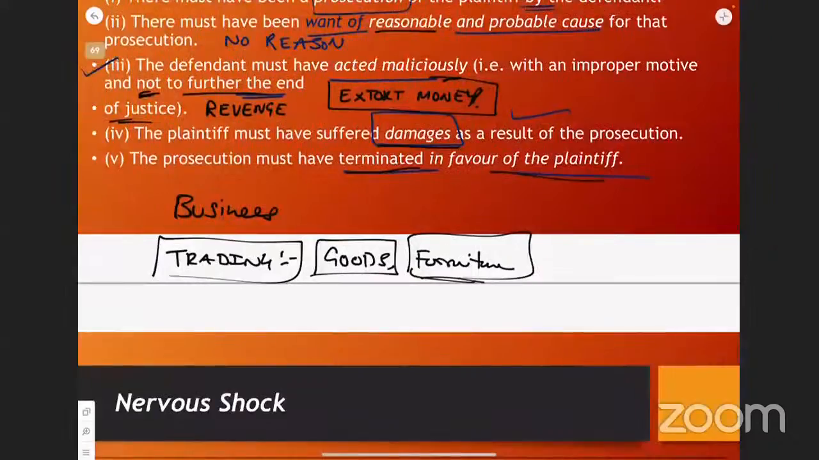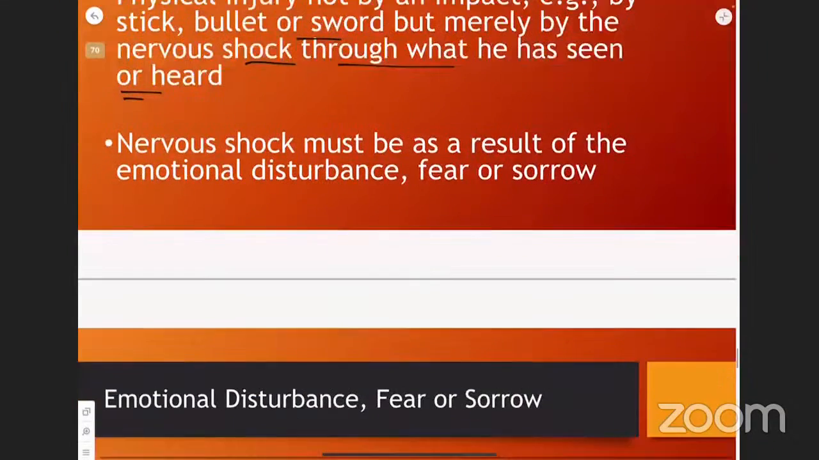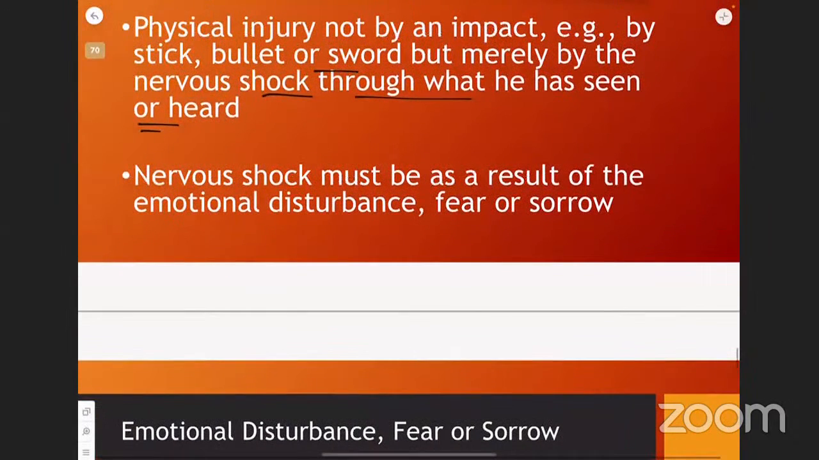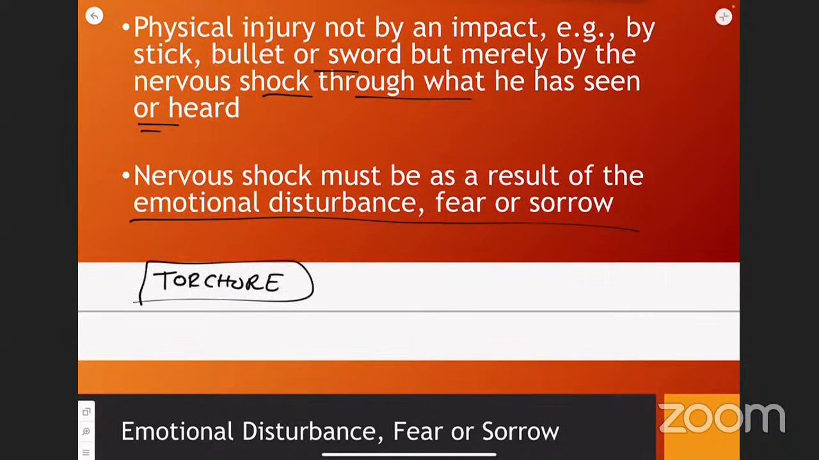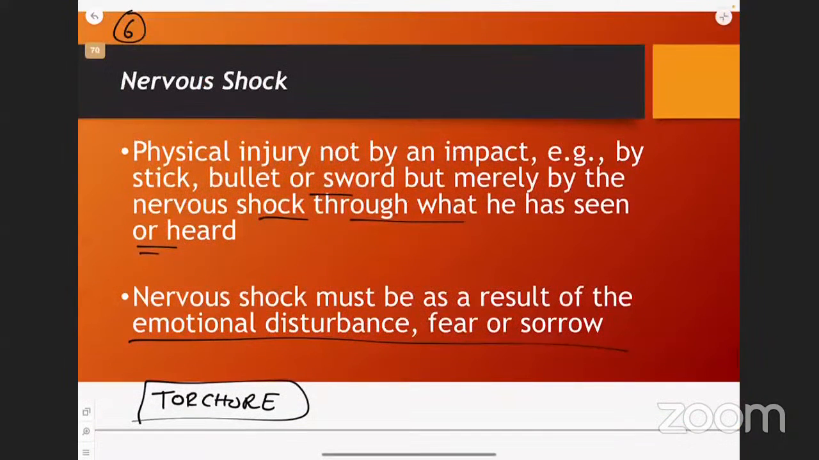Next is nervous shock. What is this nervous shock? Physical injury not by an impact, for example by bullets, but merely by the nervous shock through what he has seen or heard. Nervous shock must be the result of emotional disturbance. If you are emotionally torturing someone, emotional torture, okay, that is nervous shock. So emotional disturbance, fear or sorrow.